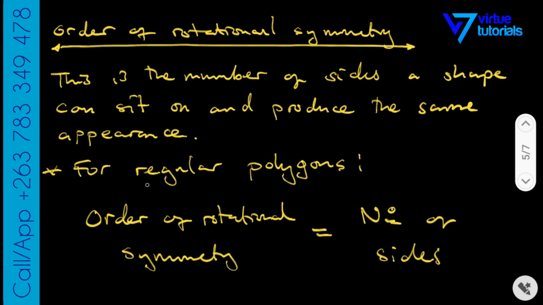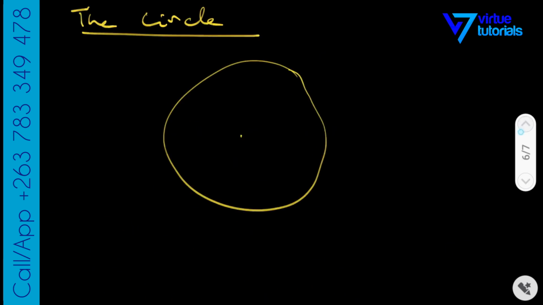Now, for regular polygons, when a shape is regular, it means all sides are equal. For regular polygons, the order of rotational symmetry is equal to the number of sides. So if it's 3-sided, order of rotational symmetry is 3. If it's 4-sided, order of rotational symmetry is 4. If it's 5-sided, order of rotational symmetry is 5, and so on and so forth. Provided it's regular, all sides are equal.